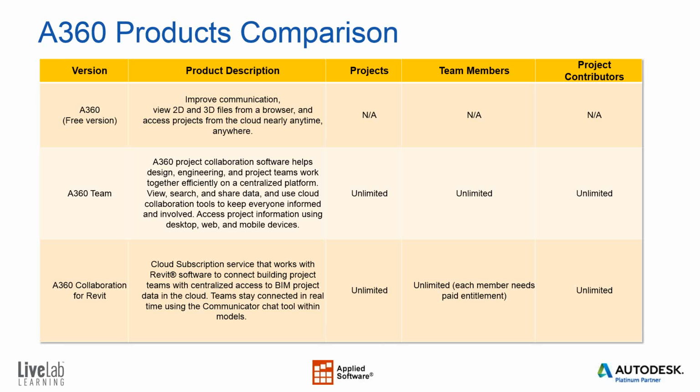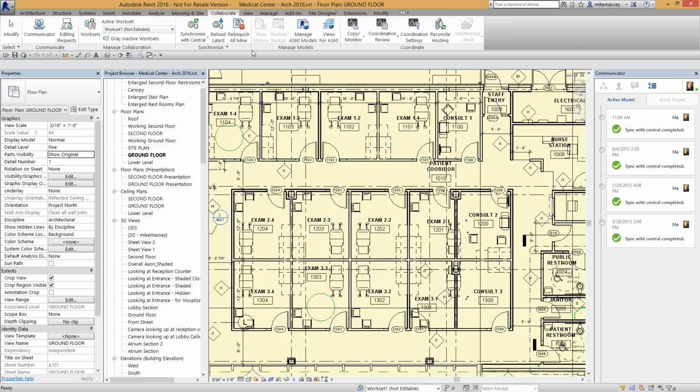One of the questions is, how do you get to the Manage Collaboration panel and the Communicate panel on your Collaborate menu? Okay. Let me switch back to Revit. I'm not sure if you're talking about this. Read the question again. How do you get to the Manage Collaboration panel and the Communicate panel on your Collaborate menu?